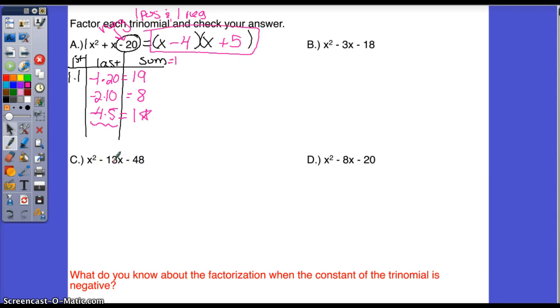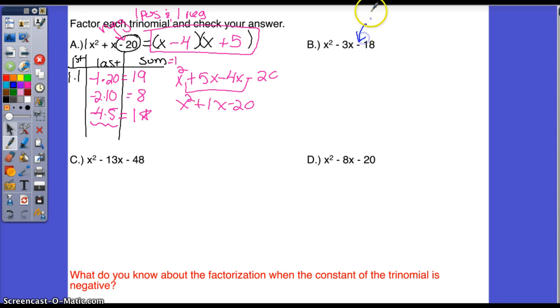X times x is x squared. X times positive 5 is plus 5x. Negative 4 times x is negative 4x. Negative 4 times positive 5 is negative 20. Add them together, you get x squared plus 1x minus 20, and you're good to go. Alrighty, let's go with B.